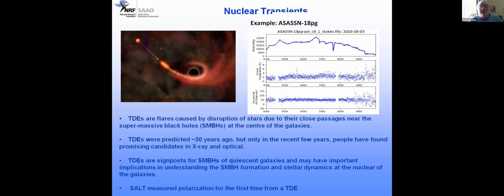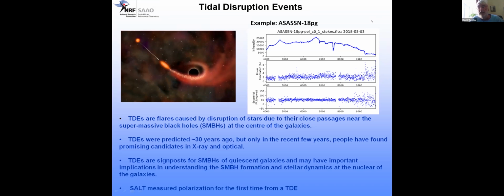Here's an artist's impression of what a TDE is all about. Here's a supermassive black hole, and as the star approaches, it starts to get tidally disrupted or completely disintegrates, and you get an increase in the brightness in the central regions of the galaxy due to this ripping apart of the star. And I'm showing this particular observation because it is the first time that a TDE has had polarimetric observations made of it, or successful spectropolarimetric observations, again with SALT, showing about a 2% level of linear polarization in this particular event.